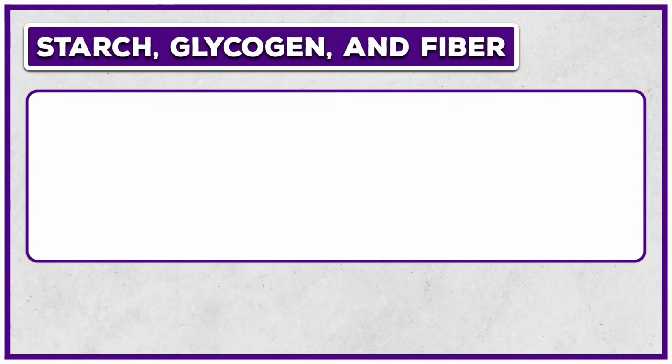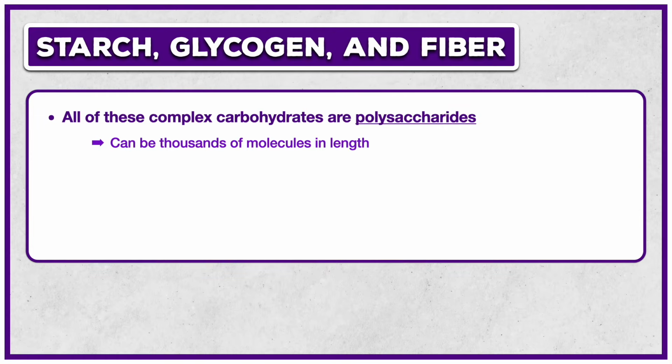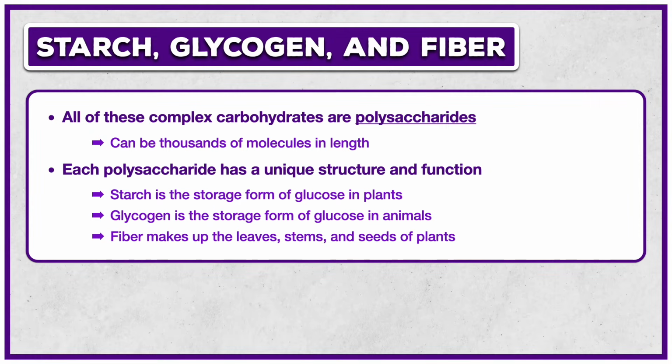That's it for the sugars for now. We'll now move on to the complex carbohydrates, starch, glycogen, and fiber. All of these complex carbohydrates are polysaccharides. So, instead of being one or two sugar molecules, they can be thousands of molecules in length and are made of glucose only. Each polysaccharide has a unique structure and function.